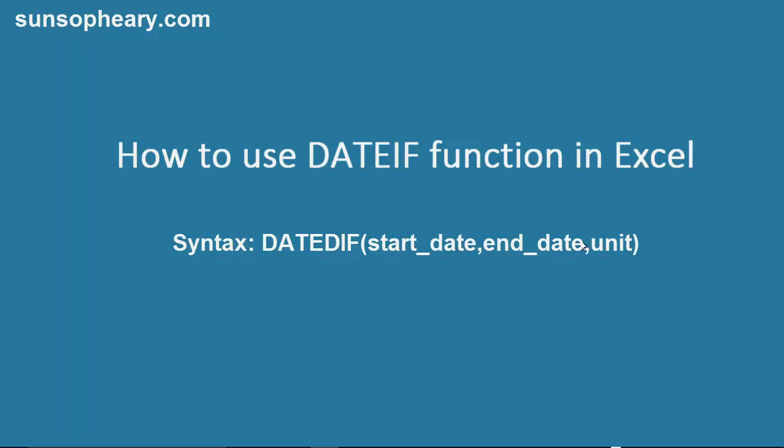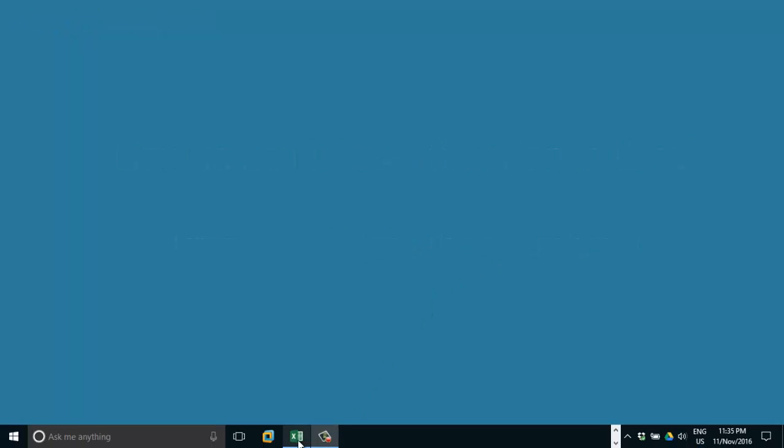In this video tutorial, we are going to learn the DATEDIF function in Excel. The DATEDIF function is used to calculate the time between a start date and an end date and return the result in years, months, or days. Let's start by opening Excel, which I have already prepared for this training.